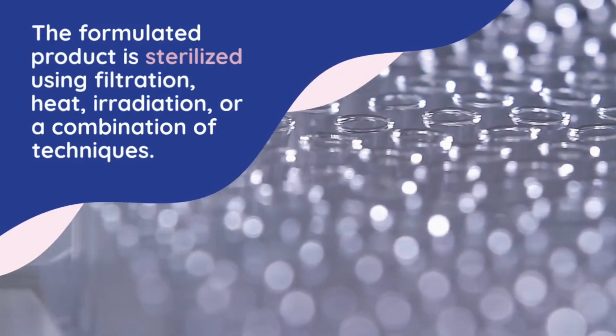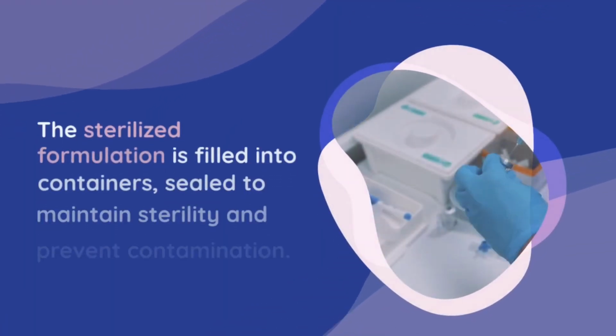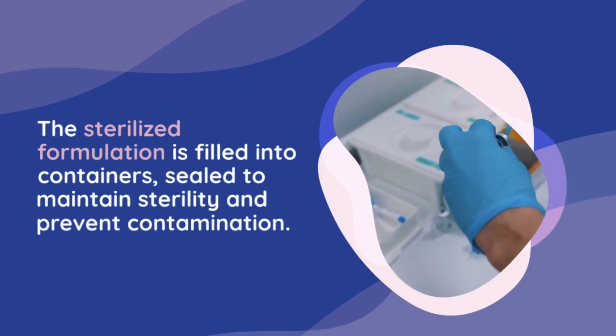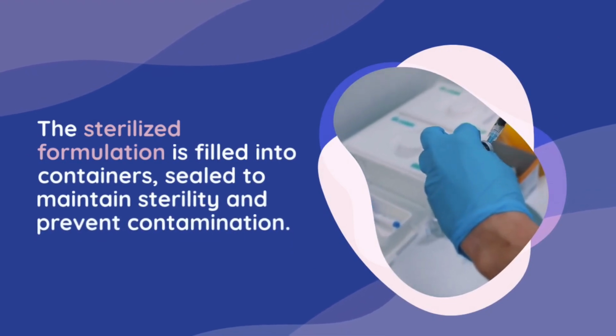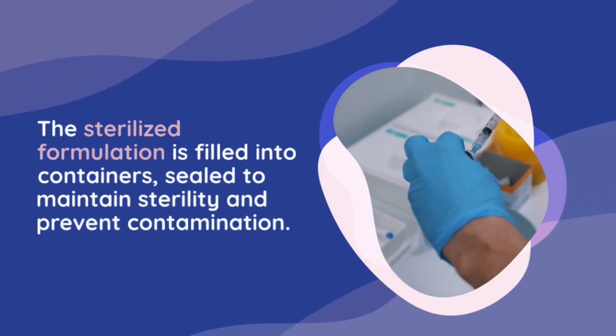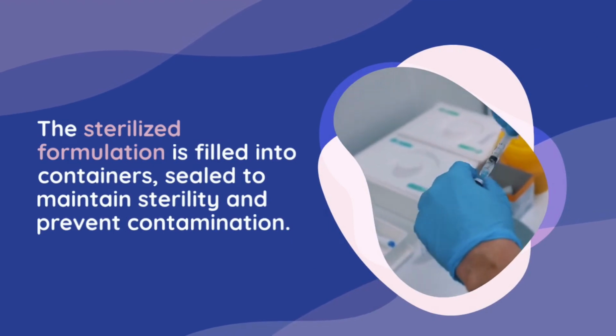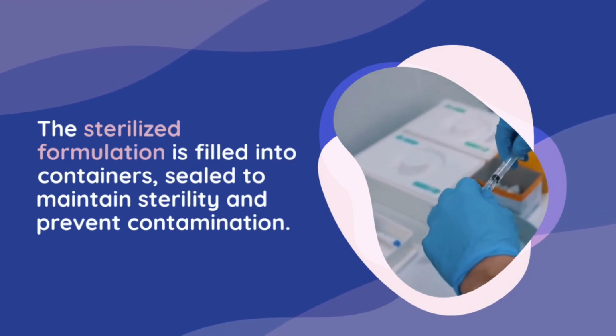7. Filling and packaging. The sterilized formulation is filled into appropriate containers, such as vials, ampoules, or pre-filled syringes, using specialized filling equipment. The containers are carefully sealed to maintain sterility and prevent contamination.